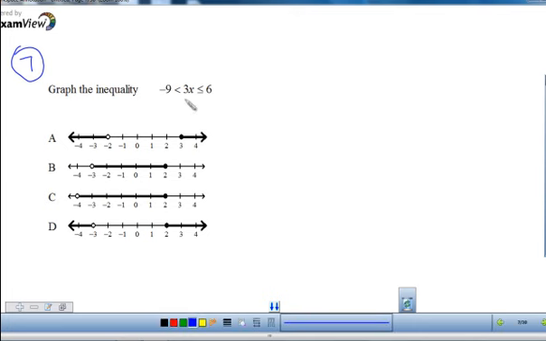Okay, solve the graph the inequality. So let me write this again so I have room to work. Okay, so for this one, we have two equal signs. So we're going to draw two lines. And then we're going to divide everything by 3.